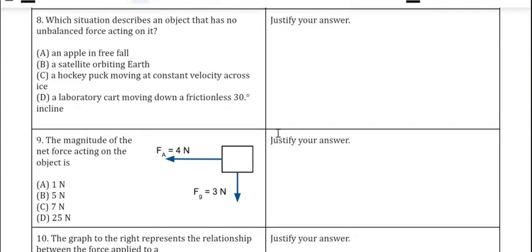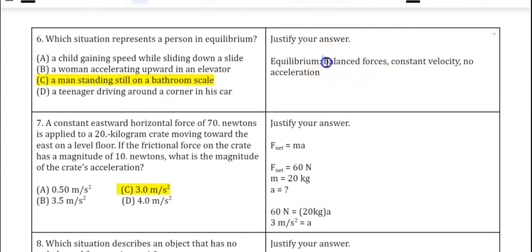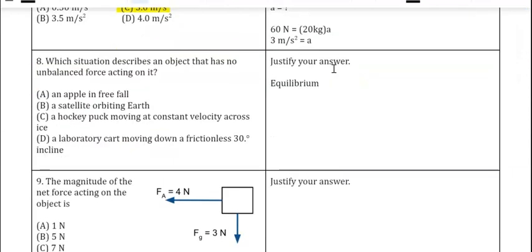Question 8. Which situation describes an object that has no unbalanced force acting on it? No unbalanced force is kind of a long way to say equilibrium. And we can look at the same notes that we made on equilibrium. It means balanced forces, constant velocity, and no acceleration. So they're asking for an object in equilibrium.